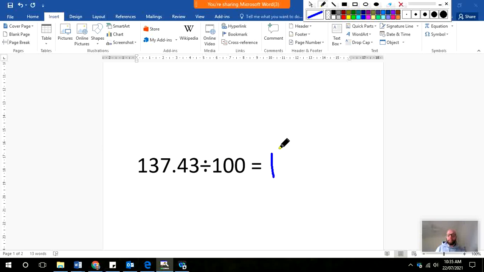So if I write this down, 137 and 43 hundredths. I'm going to change the color this time. Our decimal place, if it's divided by 10, goes there. If it's divided by 100, it goes there. So our answer is 1.37, or 1 and 37 hundredths. If you think about it, if we rounded that to 100 divided by 100, well 100 divided by 100 is 1. So we know our answer is going to be 1 and something else.